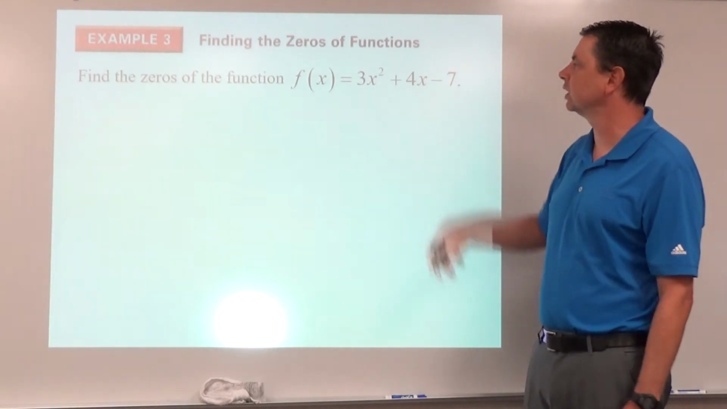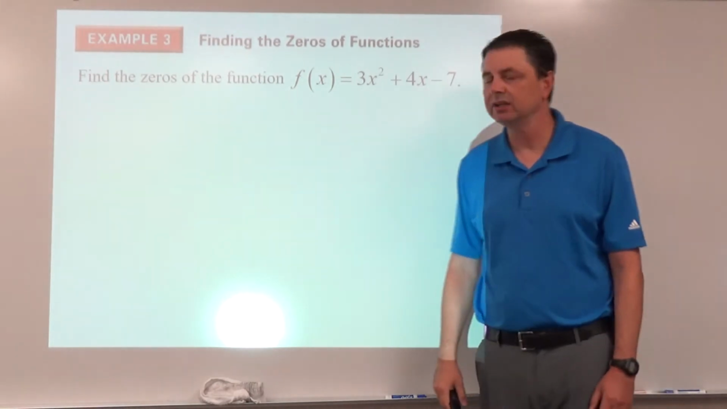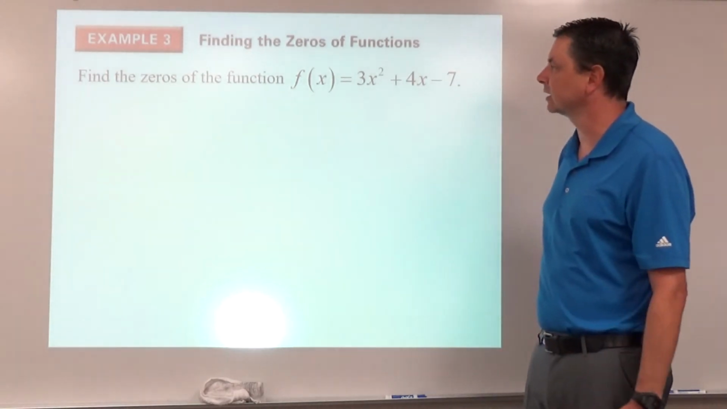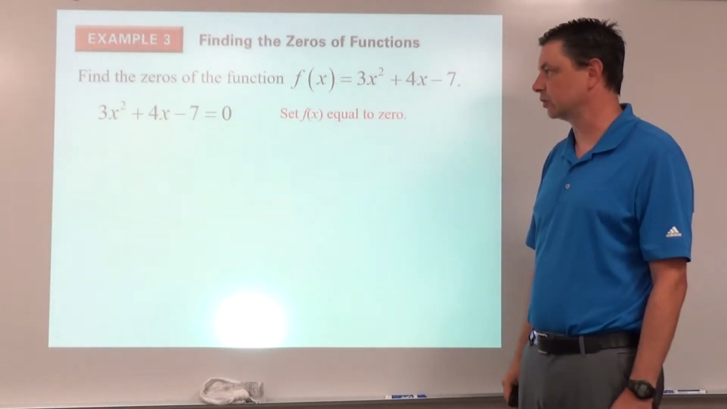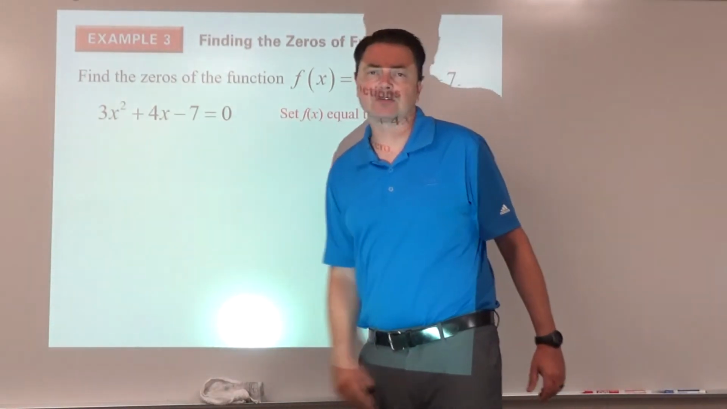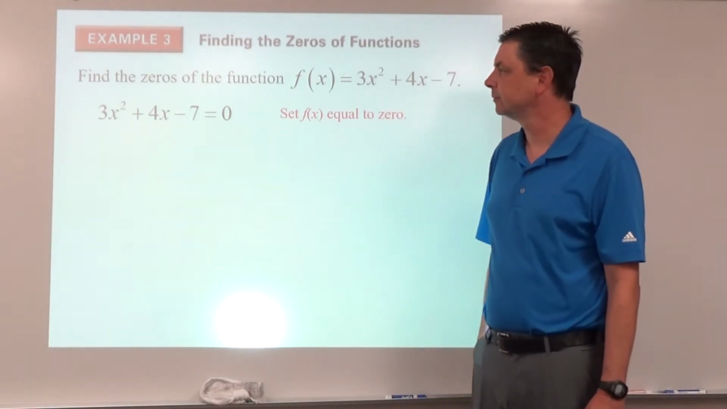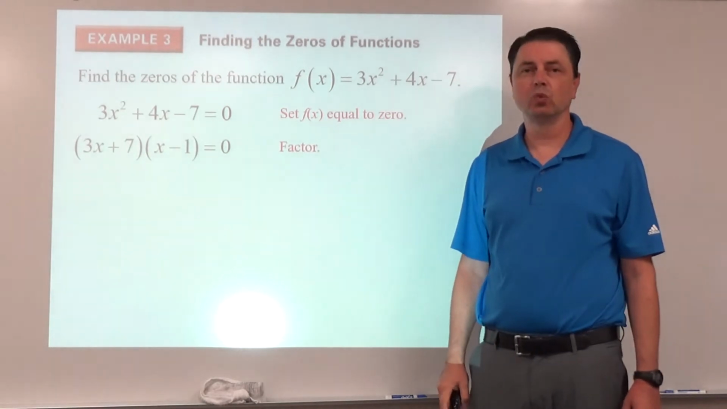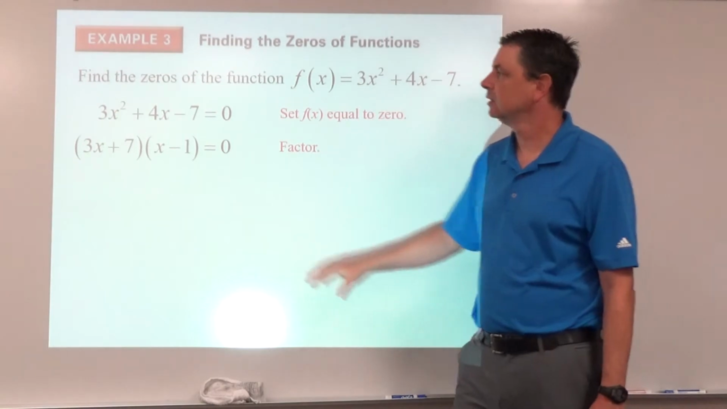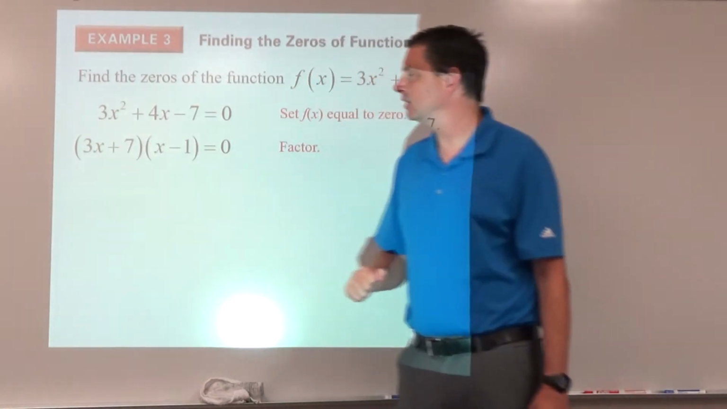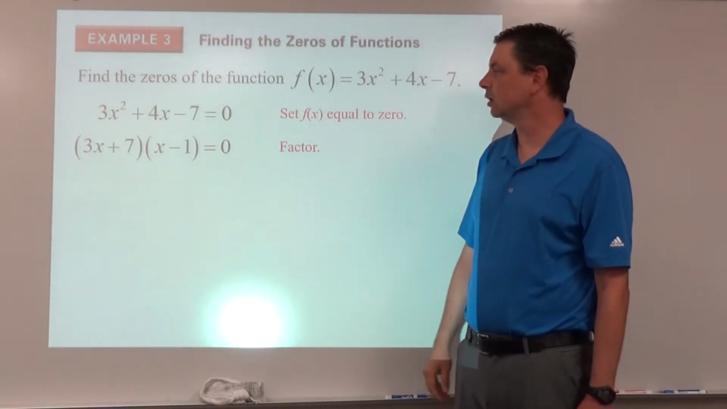Find the zeros of the function f of x equals 3x squared plus 4x minus 7. We're going to go through this algebraically. We can set the function equal to 0 as the first step. This being a quadratic function, we have different strategies for solving quadratic functions. Factoring is one of those strategies. So we can factor this into 3x plus 7 and x minus 1 equals 0.